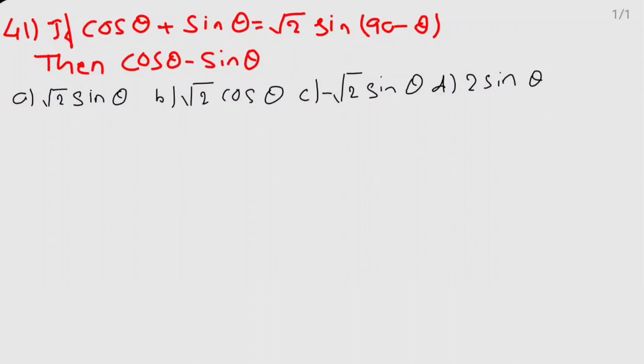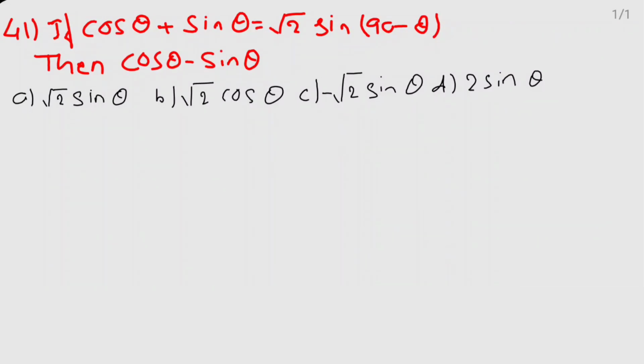Hello fellows, we are discussing Introduction to Trigonometry applied questions. So today's section I am going to solve the next problem. Look at the problem. If cos theta plus sin theta equal to root 2 sin (90 minus theta), then cos theta minus sin theta is: option A, root 2 sin theta; B, root 2 cos theta; C, minus root 2 sin theta; and D, 2 sin theta.